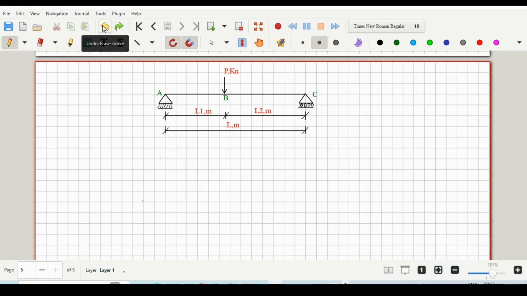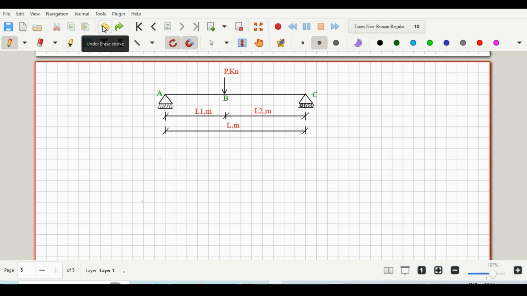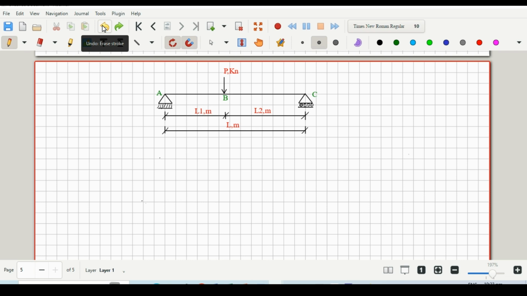Welcome guys. In today's lesson, we'll be calculating the support reactions of a simply supported statically determinate beam using the Python programming language. And to enable us to code this problem in Python, I have created a sketch to help us understand the various formulas we'll be using for the code.